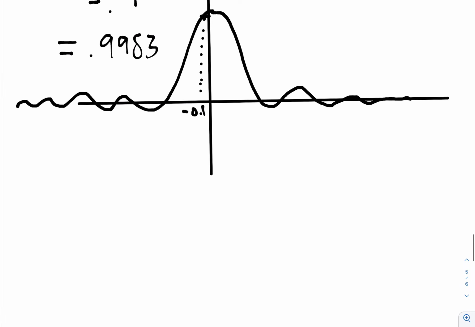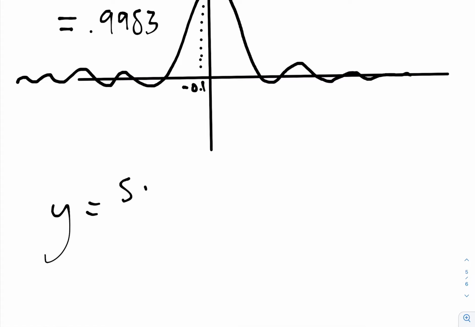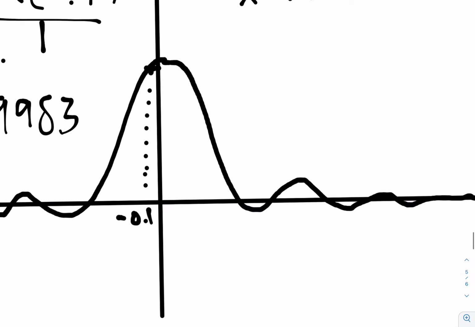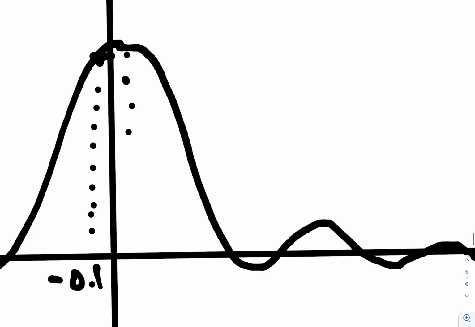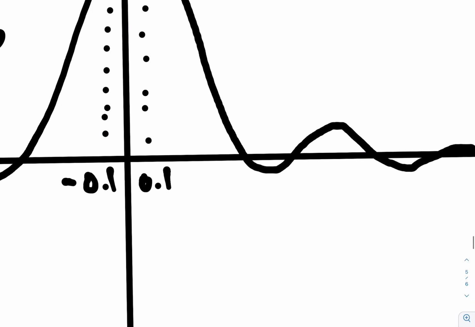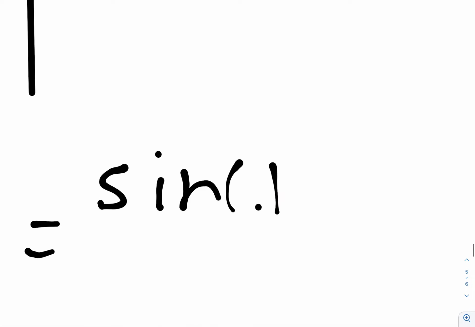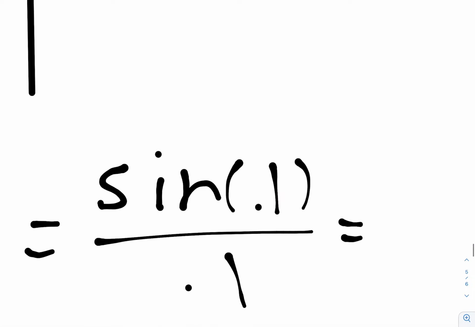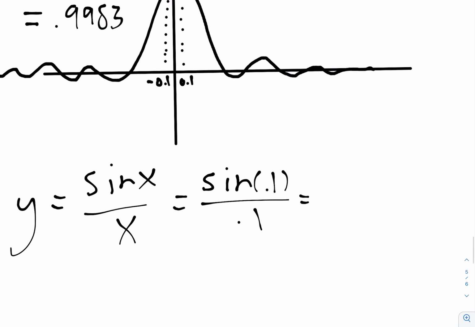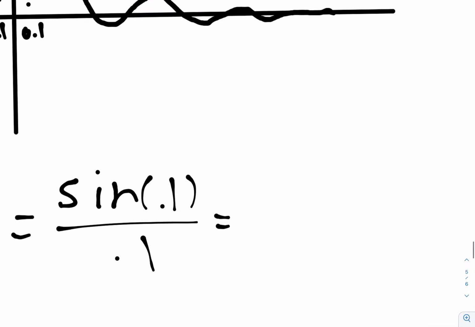Let's do it from the right side now. y equals sine x over x. Let's say x was 0.1 now. So now we're starting at positive 0.1, and we're sandwiching x equals 0, going just to the left and just to the right of it. We're going to go sine of 0.1 over 0.1. Sine of 0.1 is basically 0.1, divided by 0.1. That's also going to be 0.9983.